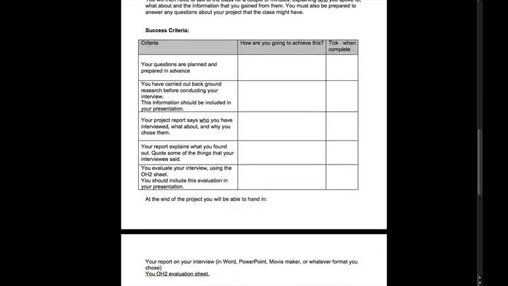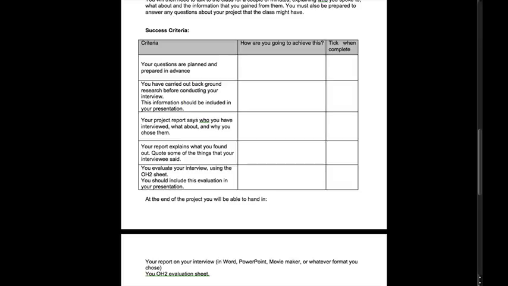Now, the success criteria that we've got here are what we are going to judge you against. We're going to be looking for clear planning and preparation, clear research that you've undertaken before conducting your interview. Your report will need to say who you have interviewed, what you've interviewed them about, and why in particular you've chosen them. Your report explains what you found out.